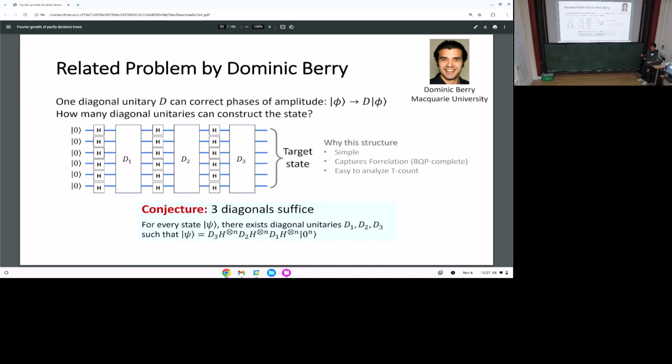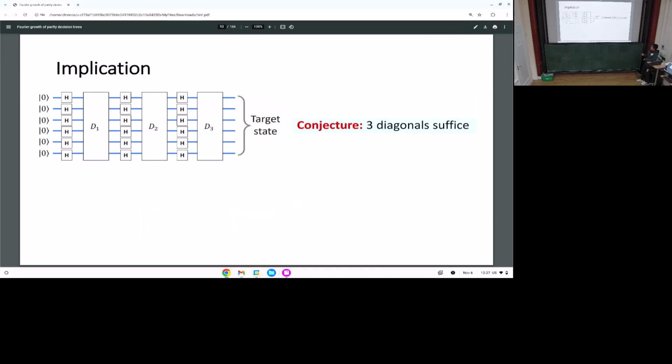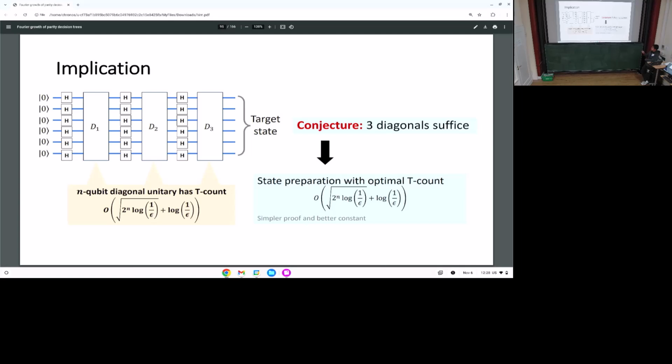Okay, is this clear? Okay, cool. And now let's see what it implies. If this conjecture is true, then we can combine it with the diagonal unitary T count we had before. Each one of them just needs this number of T gates. So in total, you just need this many T gates. You just implement the diagonal unitary itself. And that's optimal because we have lower bounds. And this is a much simpler and more direct proof, right? Just a structural lemma combined with the diagonal unitary result. And also the constant is better, if they care about classical implementation.